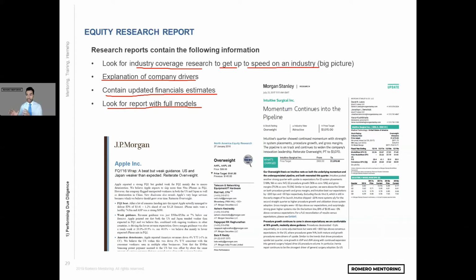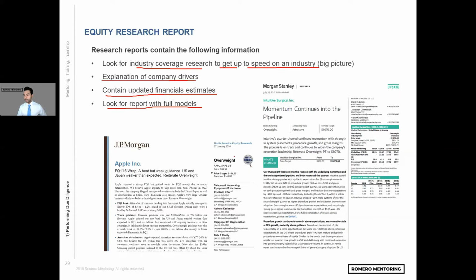This skill set, having the ability to put this research report together, is what you're going to have at the end of this program. You should be able to conduct industry due diligence, company due diligence, build a full-blown financial model, and communicate your opinion on that particular company and provide a recommendation. Is it a buy? Is it a sell? Just like these research reports right here.